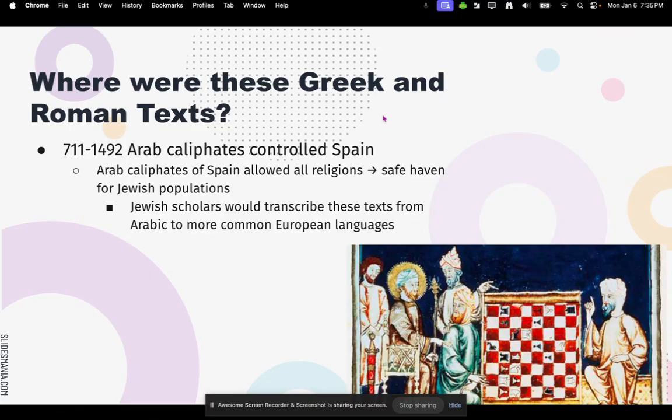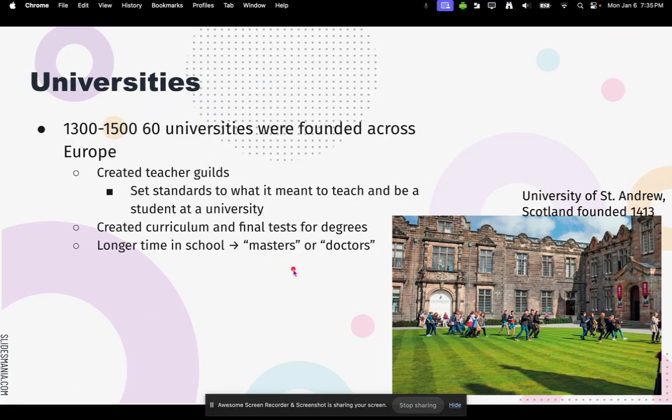So a lot of Jewish scholars would transcribe these texts from Arabic to more common European languages. So then eventually more Europeans could also read these old Greek and Roman texts. During this time period, there was also a large rise in universities. So from about 1300 to 1500, there were 60 universities that were founded across Europe.